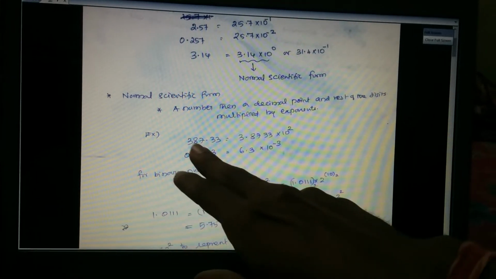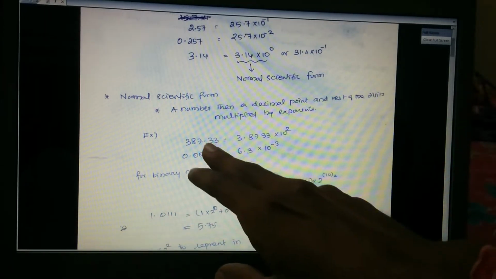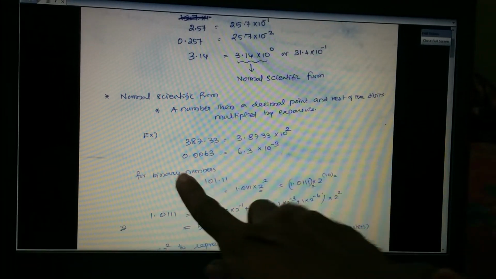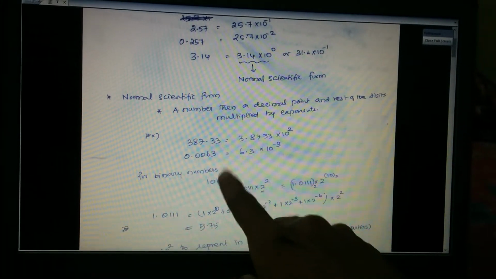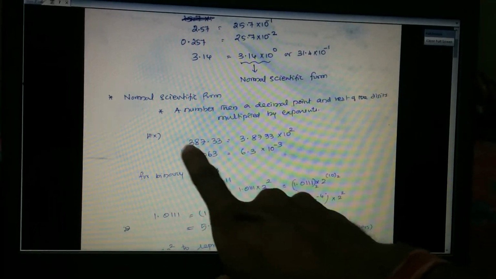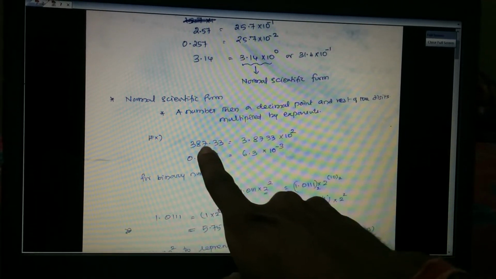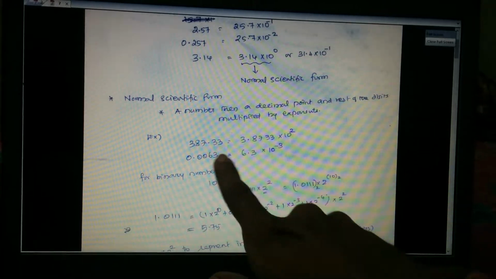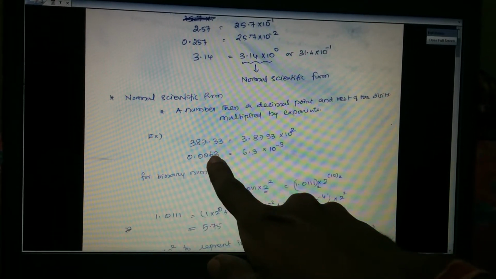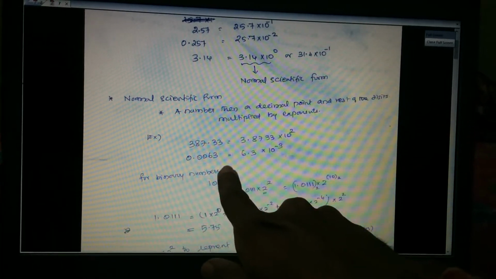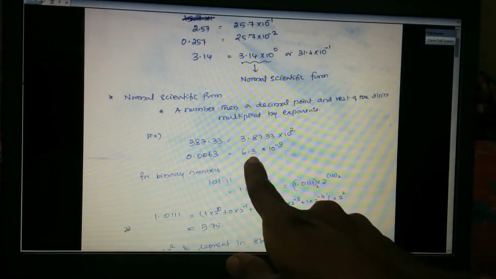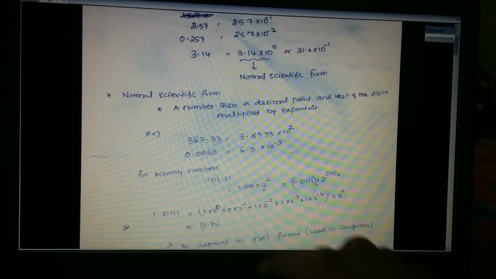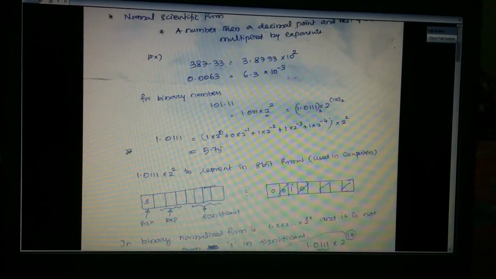Now we take an example of this number 387.33. As per the rule, there should be only one number preceding the point. So we take this point 2 places to the left. It becomes 3.87 into 10 square. Then 0.0063. Here we bring the point 3 places to the right and it becomes 6.3 into 10 to the minus 3. Now we do the same for binary numbers.